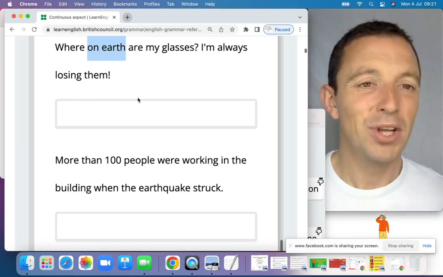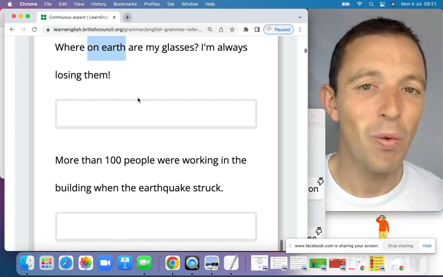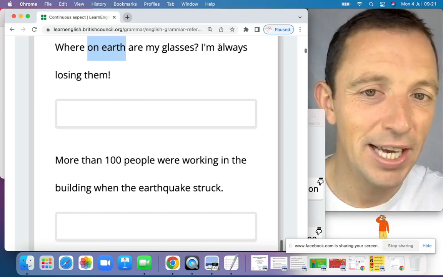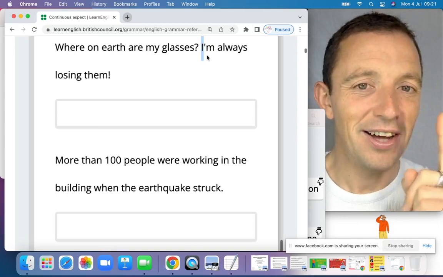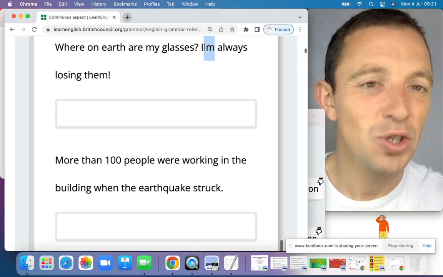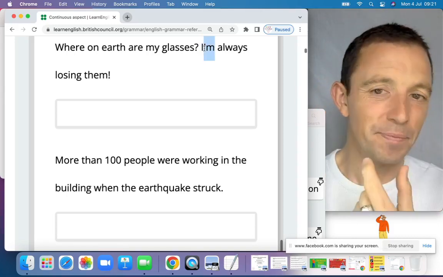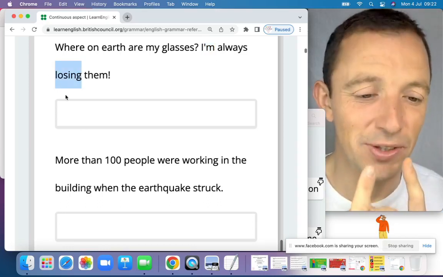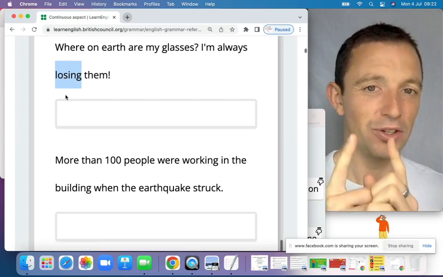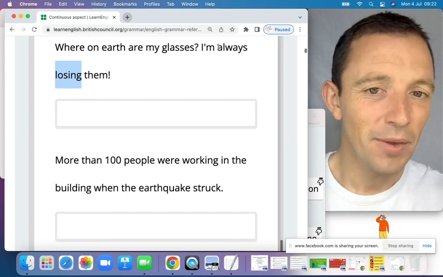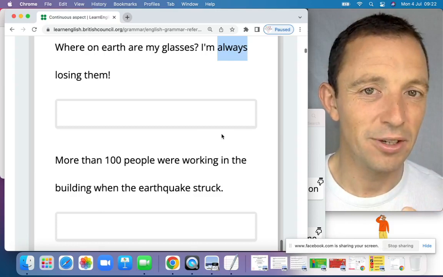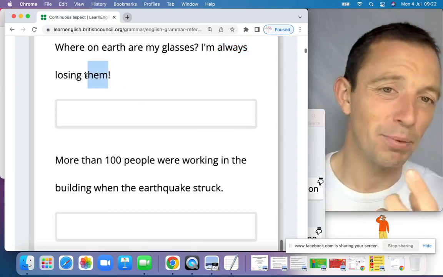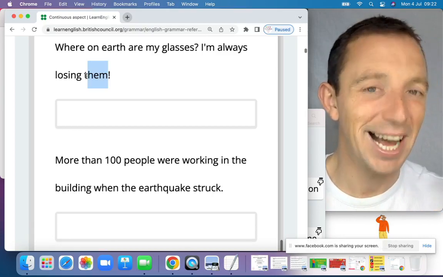Next, where on earth are my glasses? So I have no idea where my glasses are. Where on earth, I don't know, are my glasses? I'm always losing them. The subject is I, the verb is to be in the auxiliary plus the gerund, and this is the formula to create the continuous, and it's the present continuous. The adverb is always, constantly, regularly, normally, losing them. Them is the object pronoun substitution for the glasses.